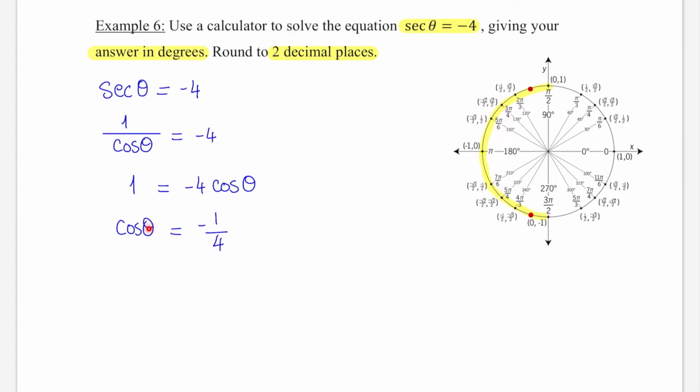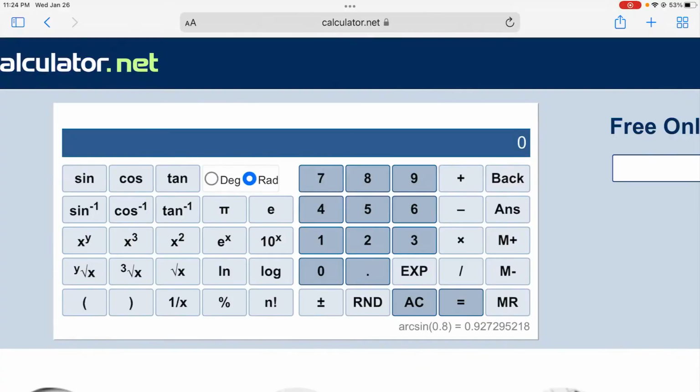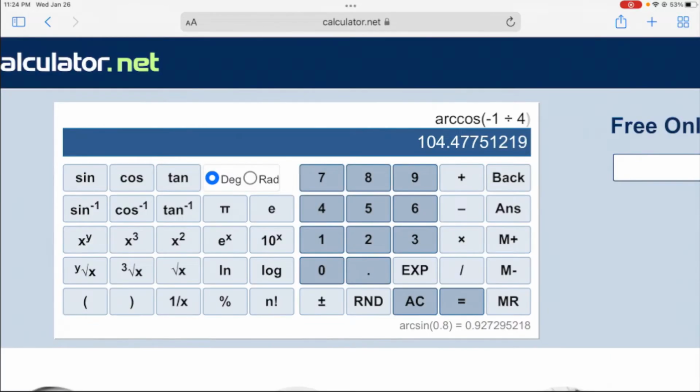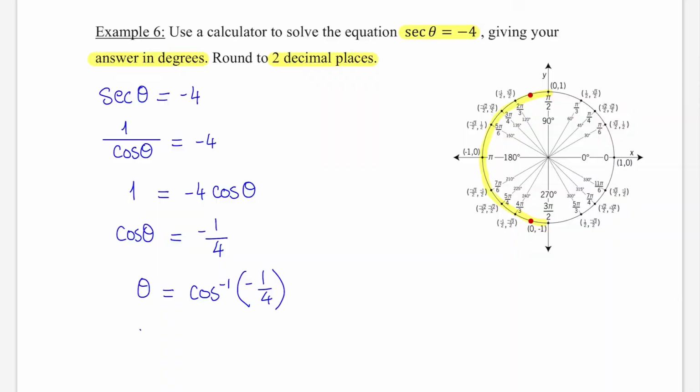To find theta, I am going to take cosine inverse of -1/4. And I am going to use calculator for this. First, I need to choose the correct mode for this problem. This problem wants the answer to be in degree, so I need to change it to degree. And I'm going to use cosine inverse of -1 over 4. The answer is 104.47751219 degree.